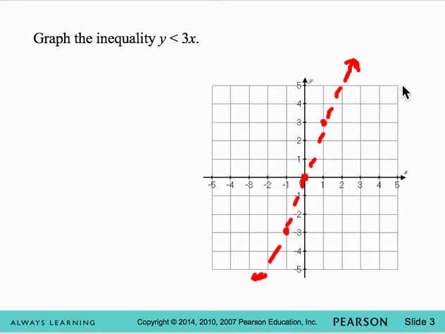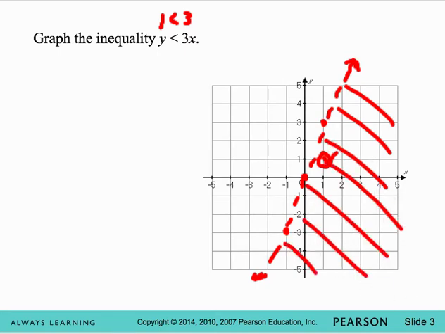You could use this point up here, but I like to use a point that makes my math easy. Some people might want to use 1, 0, but I'm going to use 1, 1, just because then I don't have to worry about mixing up my x and y. That's why 0, 0 is nice: x and y are the same. So 1, 1. Is 1 less than 3? Yes, 1 is less than 3. This is my answer side.